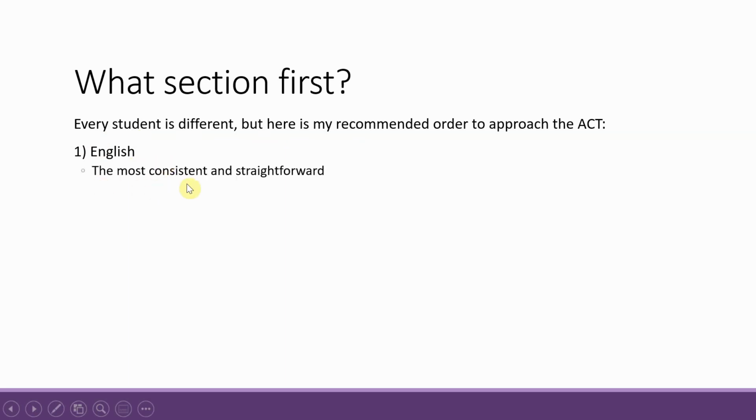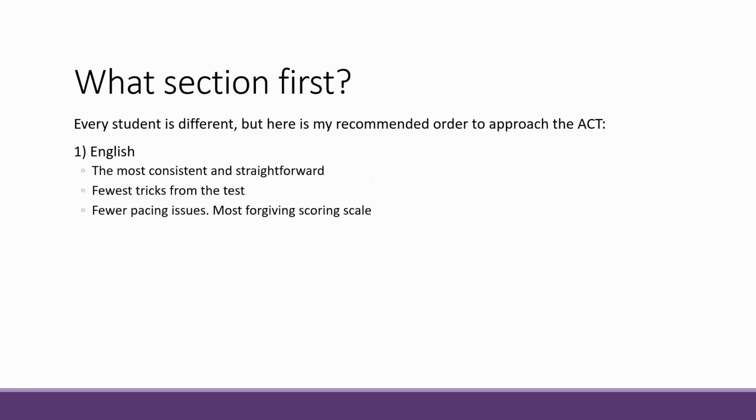First of all, it's the most consistent and straightforward of all the sections. So what you see is typically what you get with the English section. There's fewer tricks from the test. There's not going to be a lot of trap answers, trick questions. They're not trying to trick you most of the time. They might accidentally have something that's a little harder than they realized, but for the most part, they're just going to be testing, do you know the material? There's going to be fewer pacing issues. It might be harder at first, but for the most part, after you know the material, pacing is not typically a problem for English, unlike all the other sections.